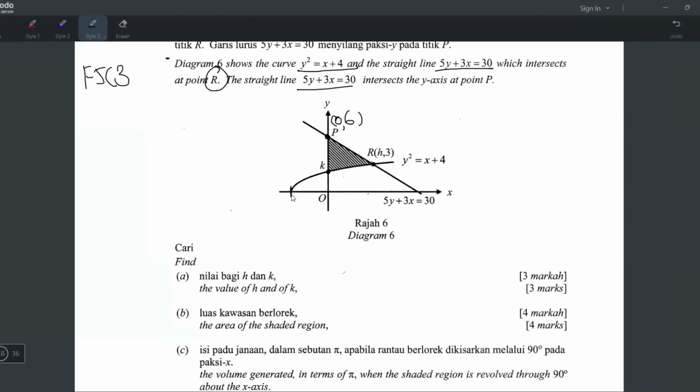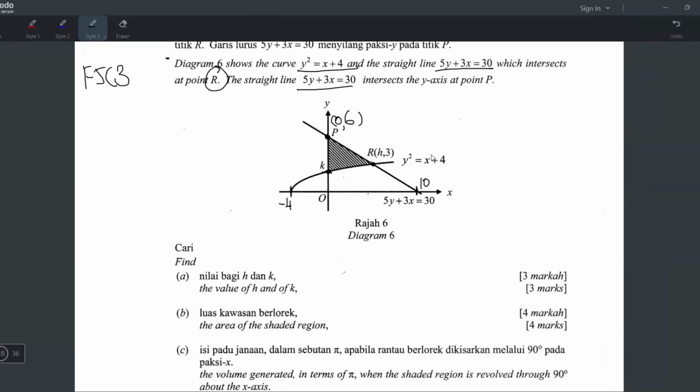All right, so this one I can find it. This is the x-intercept of the curve. So you can see y is zero. So zero equals x plus 4. So x is negative 4. And this one also I can find. This is the x-intercept of the straight line. So substitute y as zero also. 3x is 30. X is 30 divided by 3 is 10. And then what else? K, can I find?